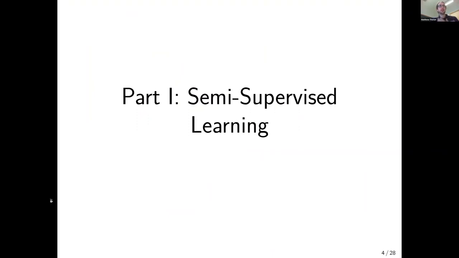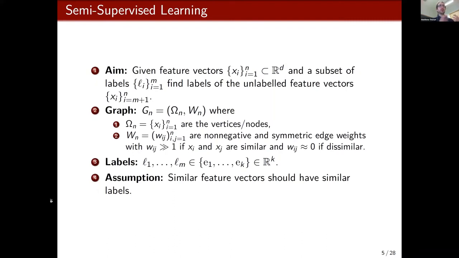Okay, so part one is this graph-based learning. At a high level, what do we have? We have a set of feature vectors, which live in some Euclidean space, and we have a subset of labels. The aim is to try and find labels for the unlabeled feature vectors.